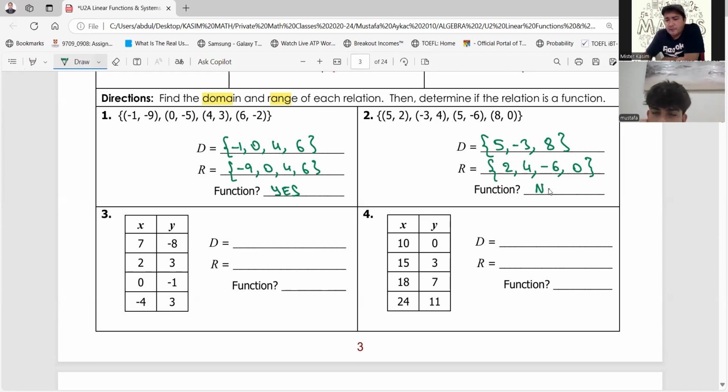No. Why? Because this 5 and 5, one input value is producing two different output values. That means that each element of the domain is not matched or paired with exactly one output value. That's why it's not a function.